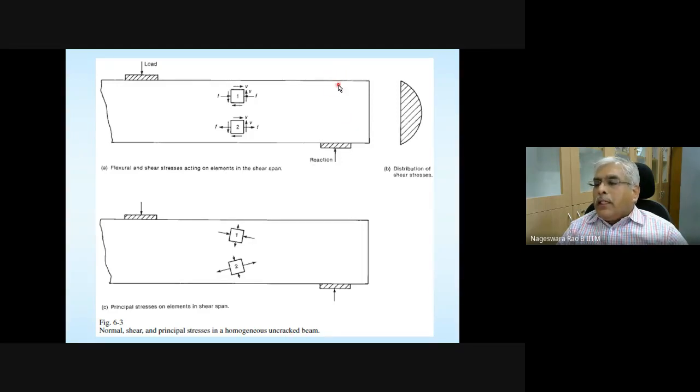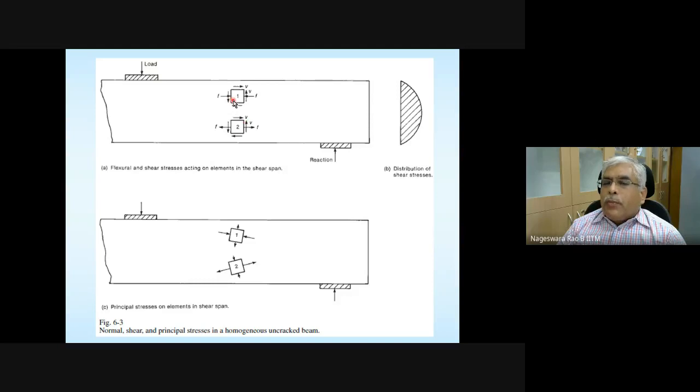Above the neutral axis, your normal stress is going to be positive. Below the neutral axis, it's going to be negative. Or rather, above the neutral axis it's going to be compressive, and below the neutral axis it's going to be tensile, for this kind of load and this kind of reaction. Is there any question on this? So you got an idea about shear stress, and you got an idea about normal stress at various points along the depth of the beam.